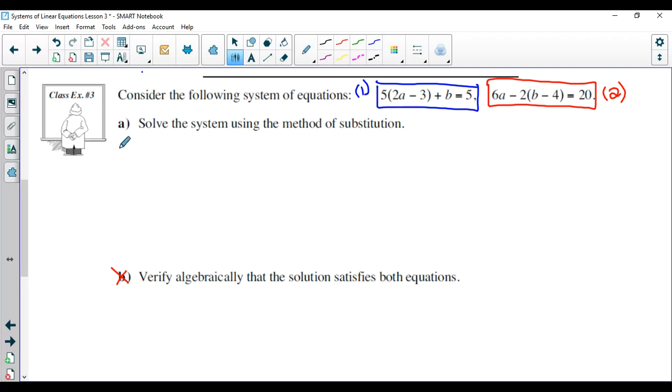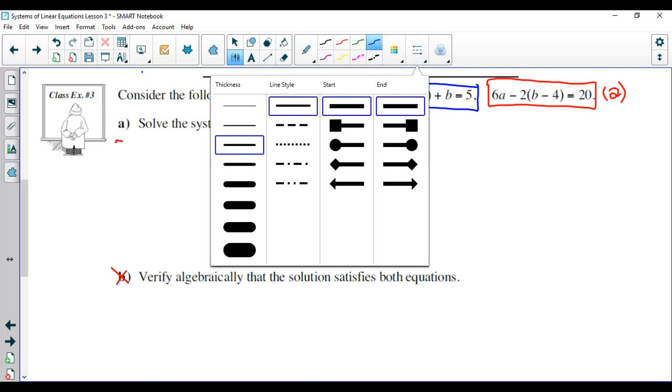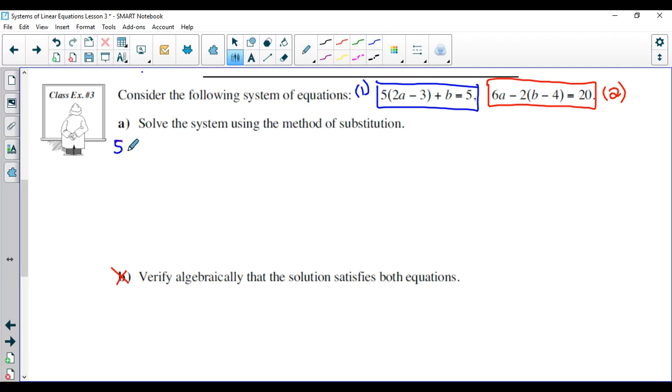Okay, so we would have, let's do blue again. So I'd have 5 times 2a minus 3 plus b is equal to 5. Now, I'm going to isolate for b because that's the easiest thing to do. But even before I can isolate for b, I do need to simplify this a bit. So I need to get rid of the brackets. So I'll apply the distributive property. So 5 times 2a would be 10a. And then 5 times negative 3 would be negative 15 plus b. And that would be equal to 5.